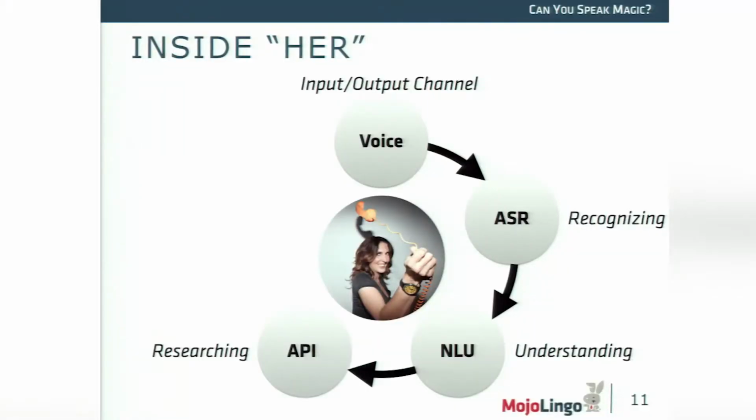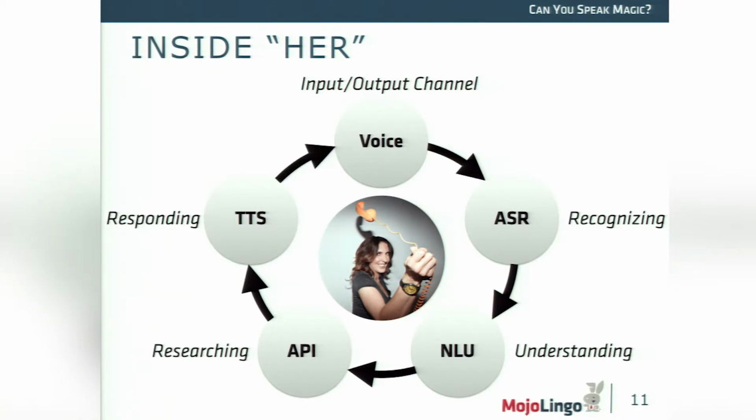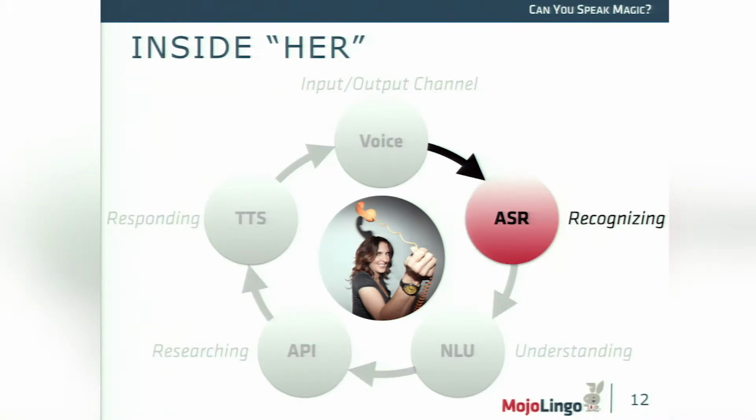Then we'll send whatever we've understood the intent of the user to be, whatever the question is, through a researching phase. We'll hit up whatever APIs, databases, whatever sources of information can be brought to bear to solve or answer that question. And then, of course, we have to respond. So there's going to be a text-to-speech component, and then that goes back out to the input-output channel. So it's a circle. Just keep doing that over and over. Let's start with the first phase.